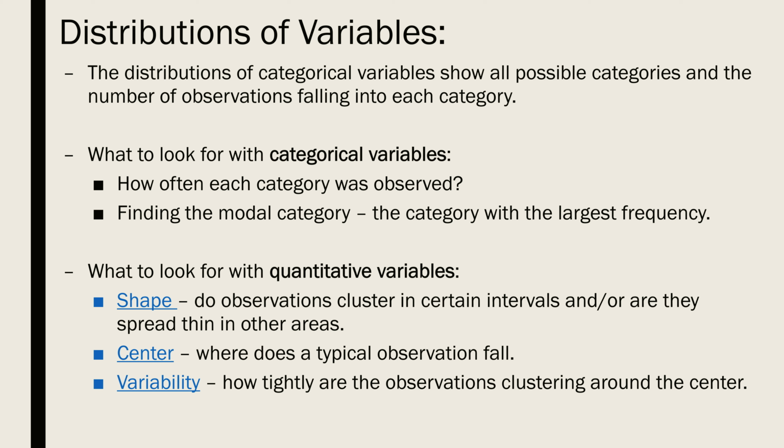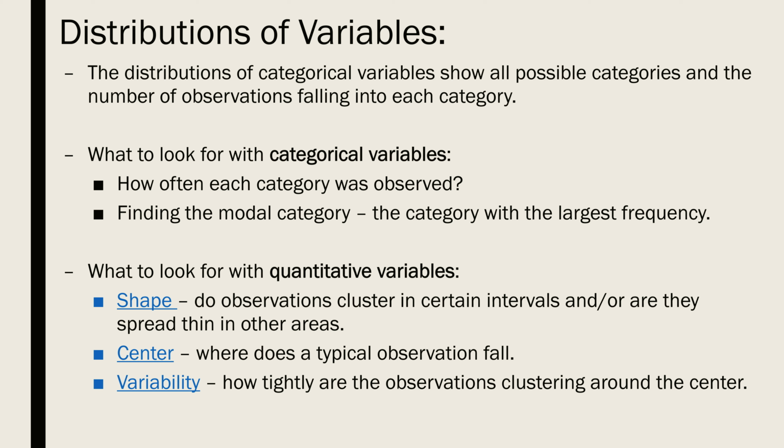Next question is what to look for with a quantitative variable. The first thing you want to look at is the shape. Do observations cluster in certain intervals, and are they spread thin in other areas? The most common shape, and the most important shape you need to learn in this method, is called bell-shaped. I will explain later in this chapter.